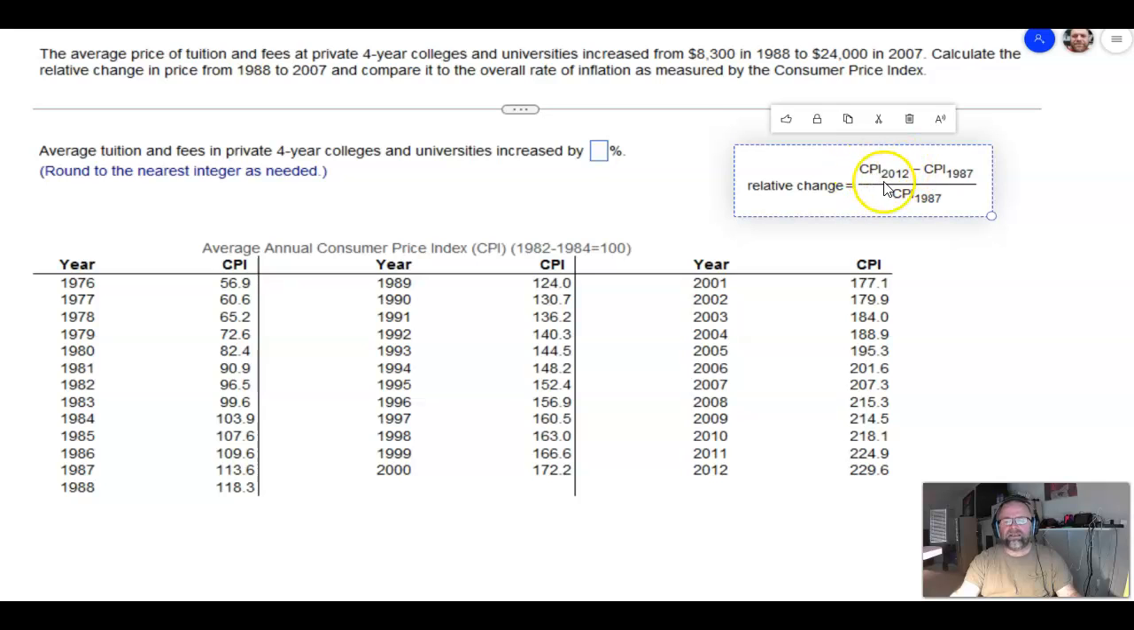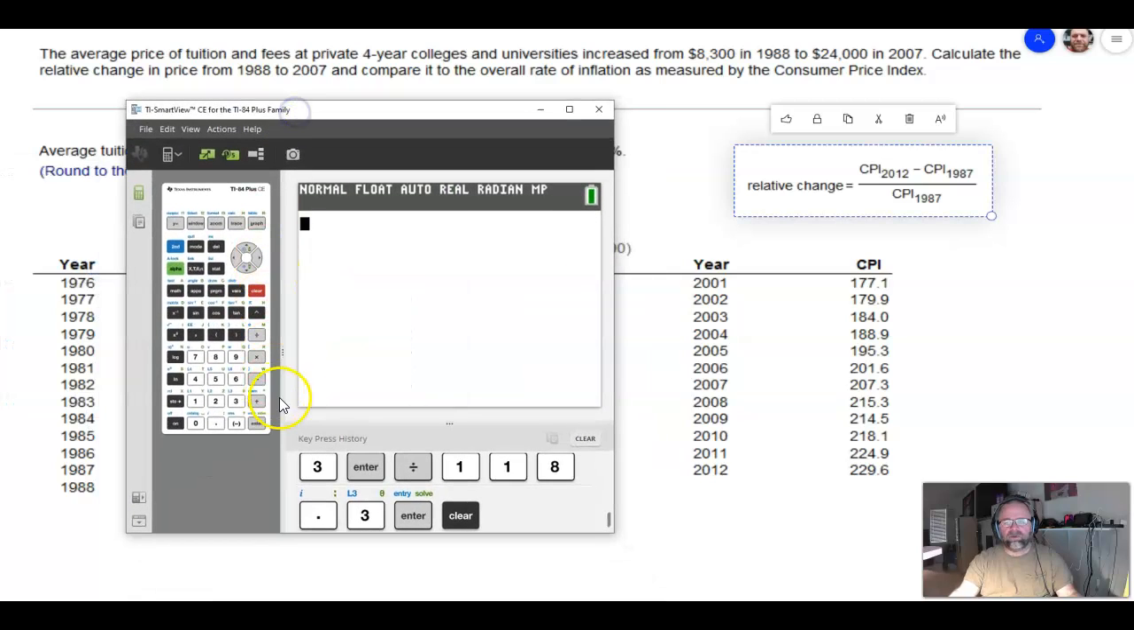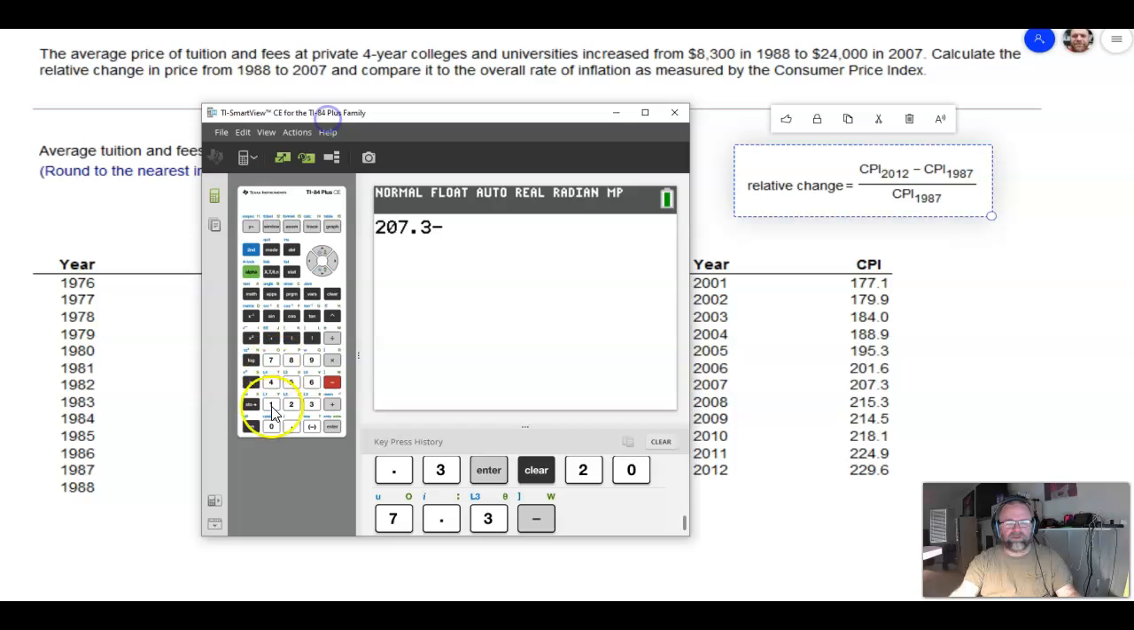That's just like an example one. Ours is going to be 2007. So ours is going to be 207.3. The 1988 will be 118.3. Just plug it in there. So we're going to do 2007. So 207.3 minus the one from 1988, which is 118.3. That's our absolute change.